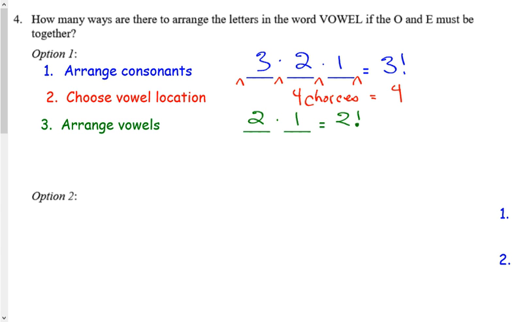I'm doing all three of these things, right? So I'm arranging my consonants, and I'm choosing a vowel location, and I'm arranging my vowels, and means I'll multiply. 3 factorial is 6, times 4 is 24, times 2 factorial, 48. Different arrangements of those 5 letters if the O and the E are together.